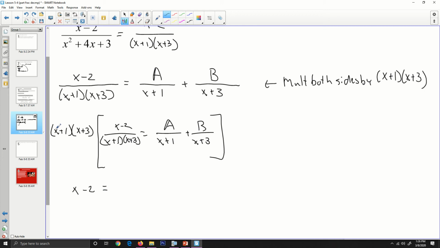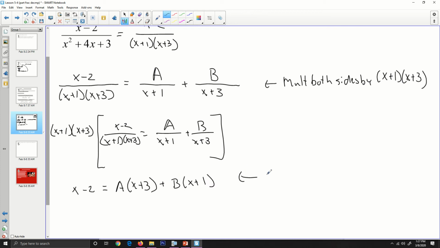Now, when I multiply x plus 1 times x plus 3 times a over x plus 1, the x plus 1's are going to cancel, but I still have to multiply x plus 3 times a, so I'm going to go a times x plus 3. Now, when I multiply x plus 1 times x plus 3 times b over x plus 3, the x plus 3's cancel, but the x plus 1 doesn't. So I'll be b times x plus 1.